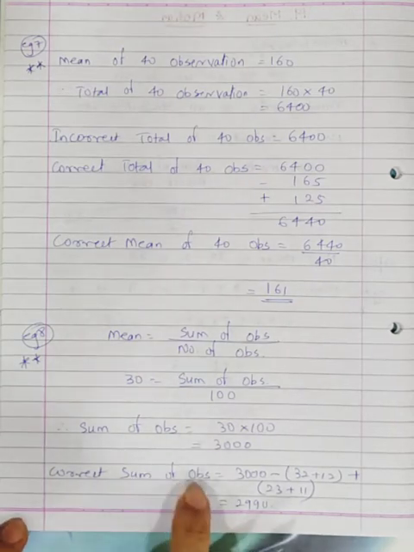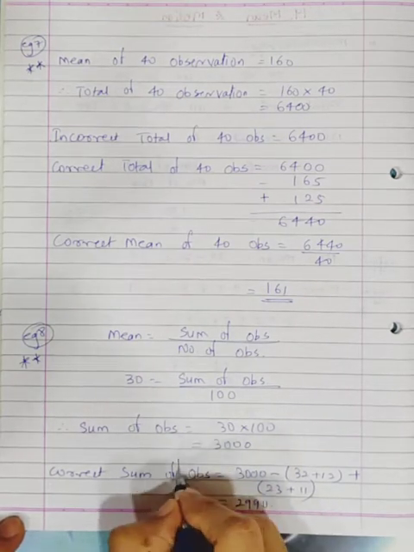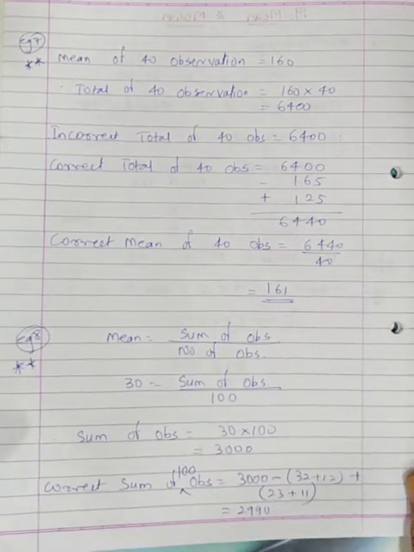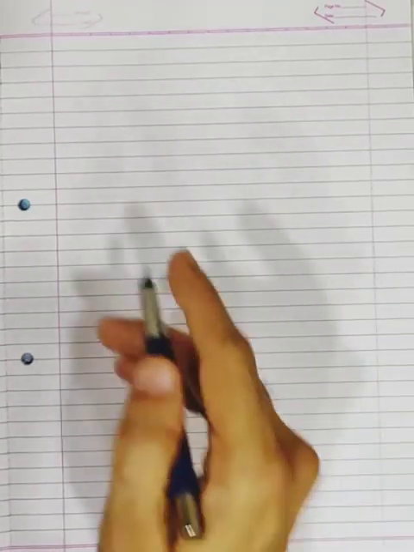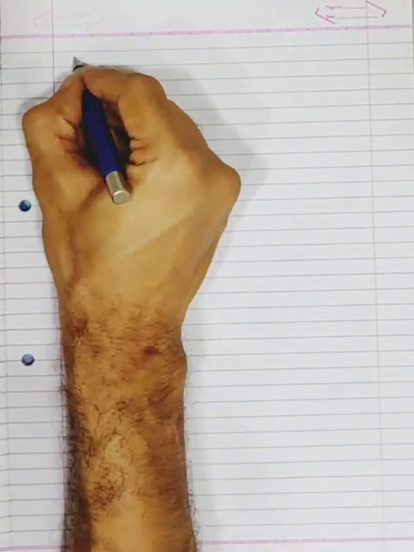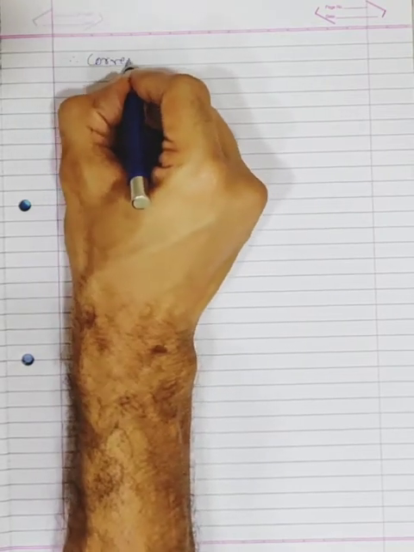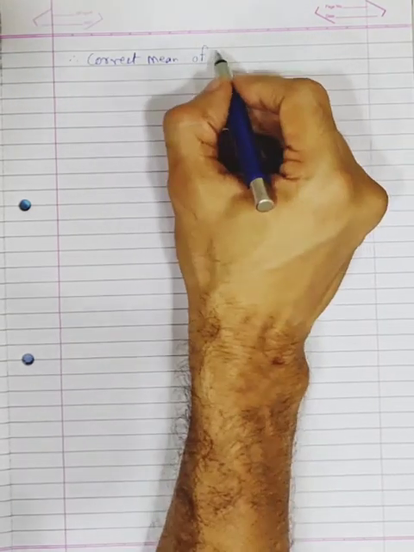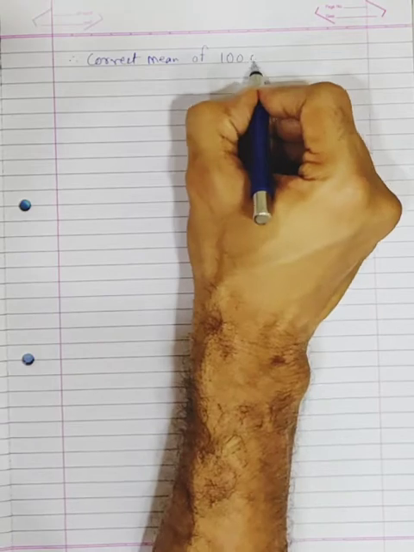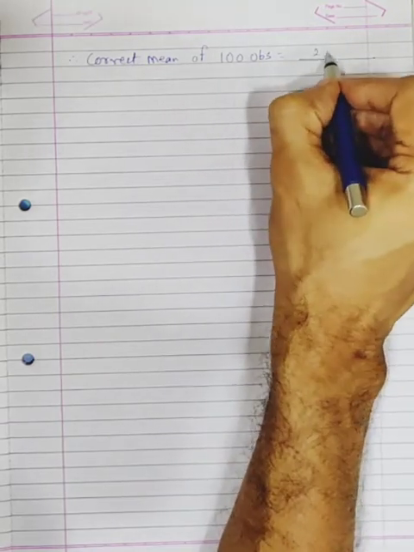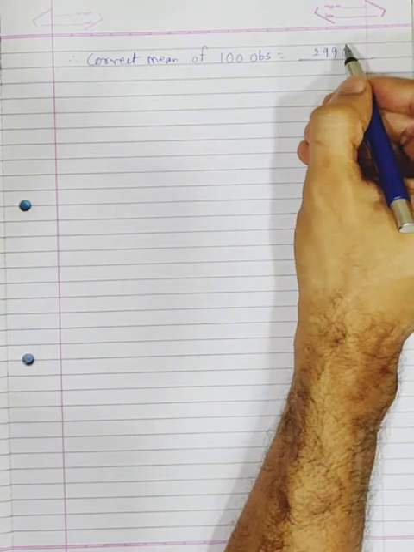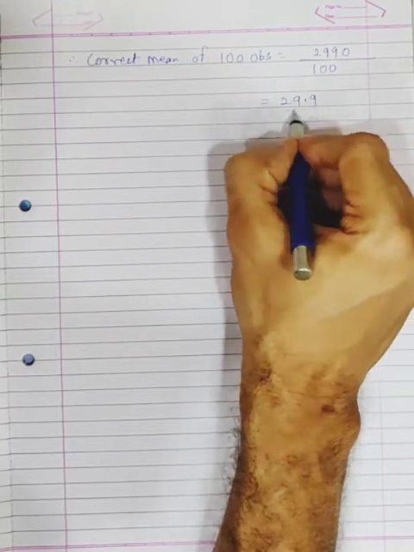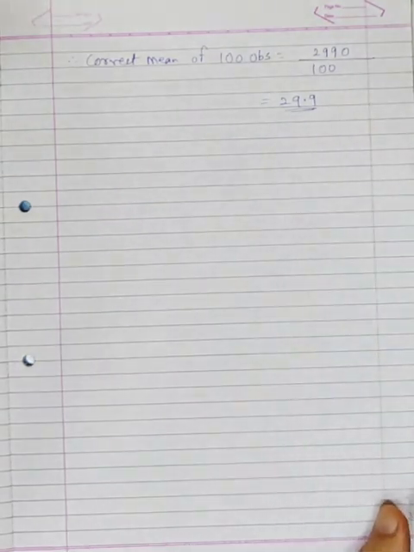So this is the correct sum of how many observations? 100 observations is how much? 2990. So what would be the mean of these observations? So therefore, the correct mean of 100 observations is equal to what? What's the correct total first? 2990. Observations 100. So it will be equal to what? 29.9. Okay.